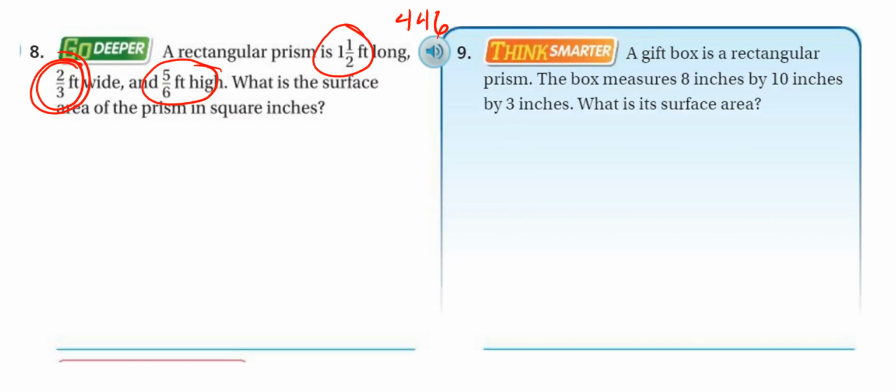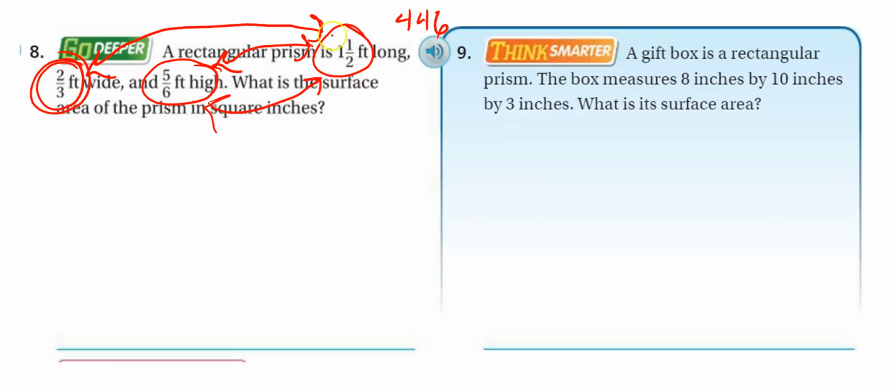So we're going to do 1 1/2 times 2/3, then the 1 1/2 times the 5/6, and then the only thing that hasn't been multiplied with each other yet would be the 5/6 times the 2/3. And then each one of those has to be multiplied by 2 because there's a front and a back, a right and a left, and a top and a bottom.